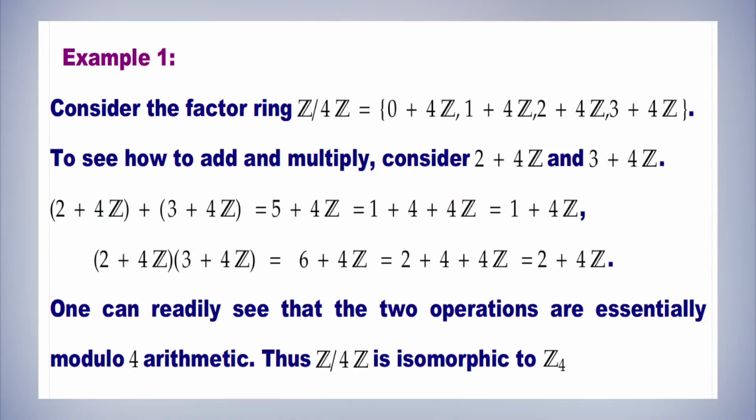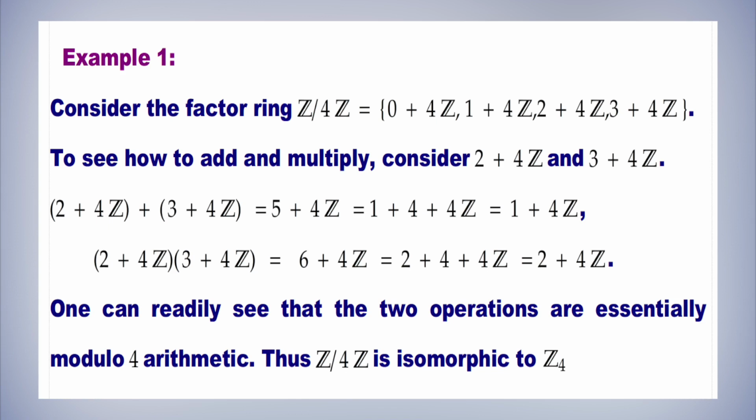Let's look at a few factor rings. The first example is to consider the factor ring Z/4Z, equal to the set of all 0 + 4Z, 1 + 4Z, 2 + 4Z, 3 + 4Z. To see how to add and multiply, consider 2 + 4Z and 3 + 4Z. (2 + 4Z) + (3 + 4Z) = 5 + 4Z, that is equal to 1 + 4 + 4Z, that is equal to 1 + 4Z.